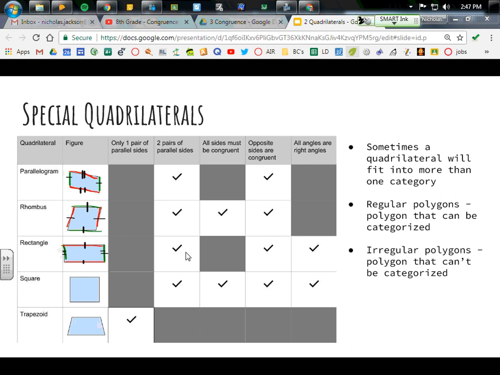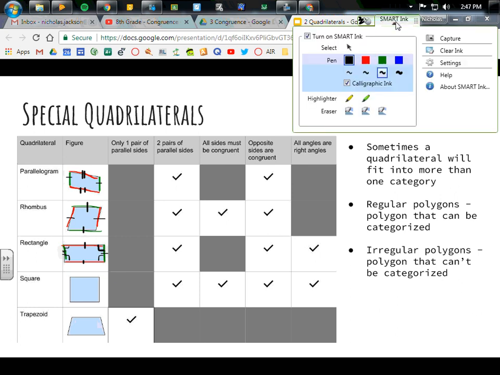The third criteria that a rectangle has to meet is that all of its angles have to be 90 degrees. And we have that in this rectangle. All four angles are right angles. They are all 90 degrees. So that's what sets the rectangle apart from the parallelogram and from the rhombus.